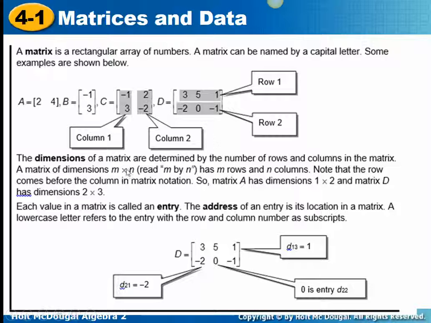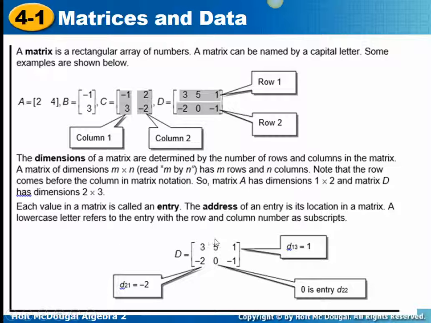The dimensions of a matrix are determined by the number of rows and columns in the matrix. We would call this M by N; we use a small x for this, but we would say by. So we have M rows, N columns. So matrix C here would be a 2 by 2, and we'd write 2x2. D would be a 2 by 3.